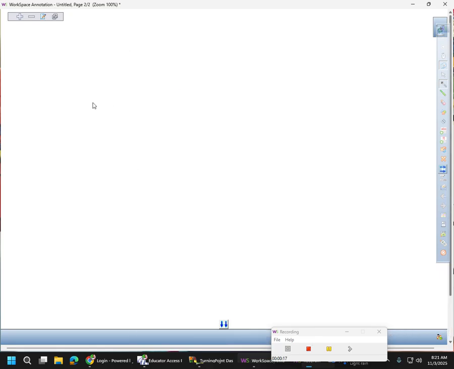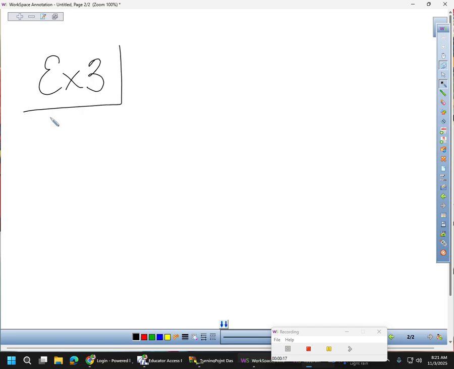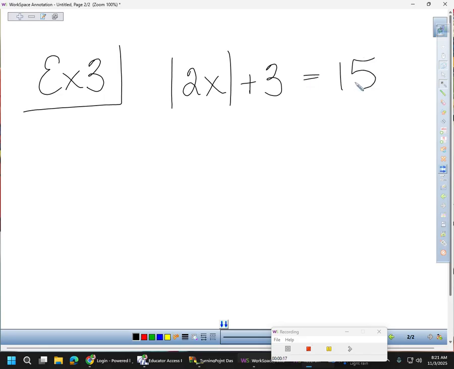Example number 3. Here we go. All right, let's say I have the absolute value of 2x plus 3 is equal to 15. Okay, so first thing we have to do is isolate the absolute value. I need to get this right here all by itself. So what do I have to get rid of? The 3, right? We got to get rid of the 3.